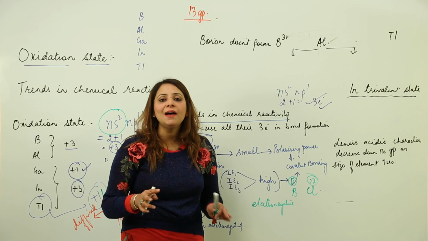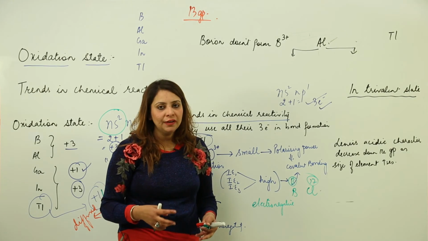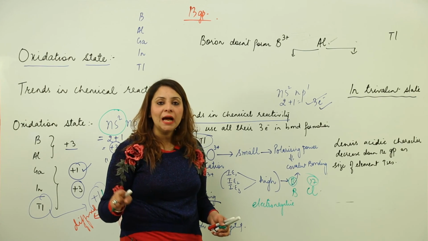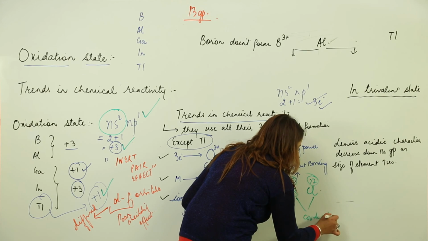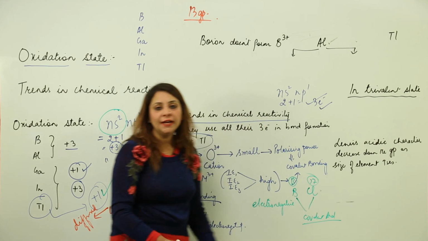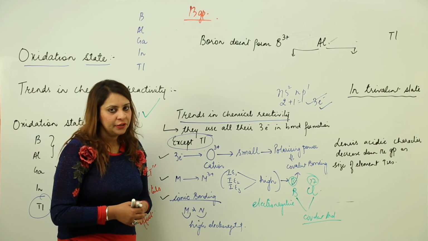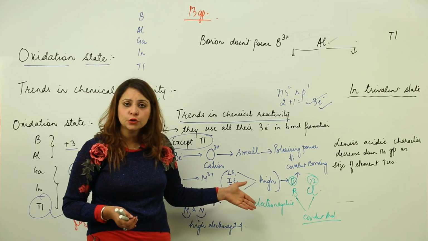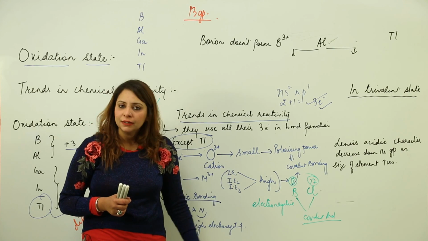So they don't have that much of electronegativity difference that the ionic bond is favored. So instead of forming the ionic bond, they will show a covalent bonding, because for the formation of ionic bond there has to be a large electronegativity difference, and because they are quite electronegative, that much difference is not observed when they combine with some other element.